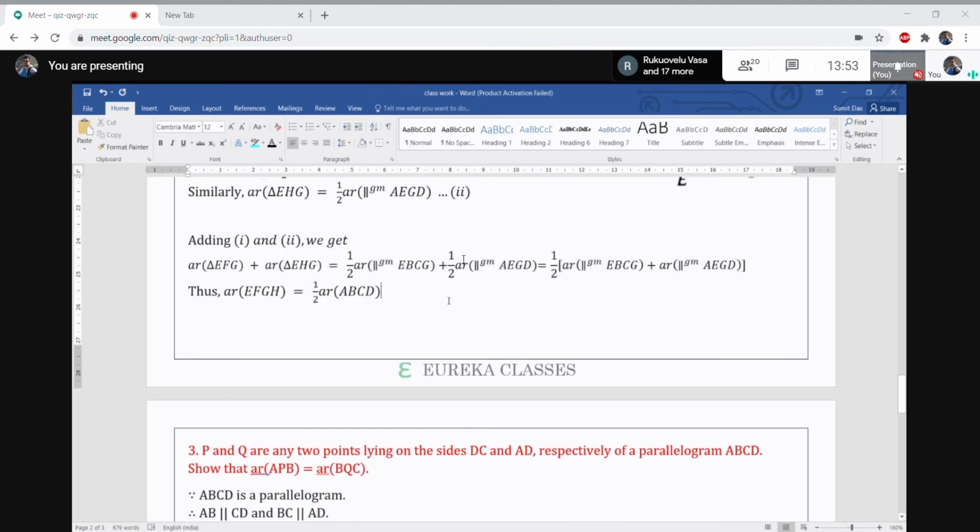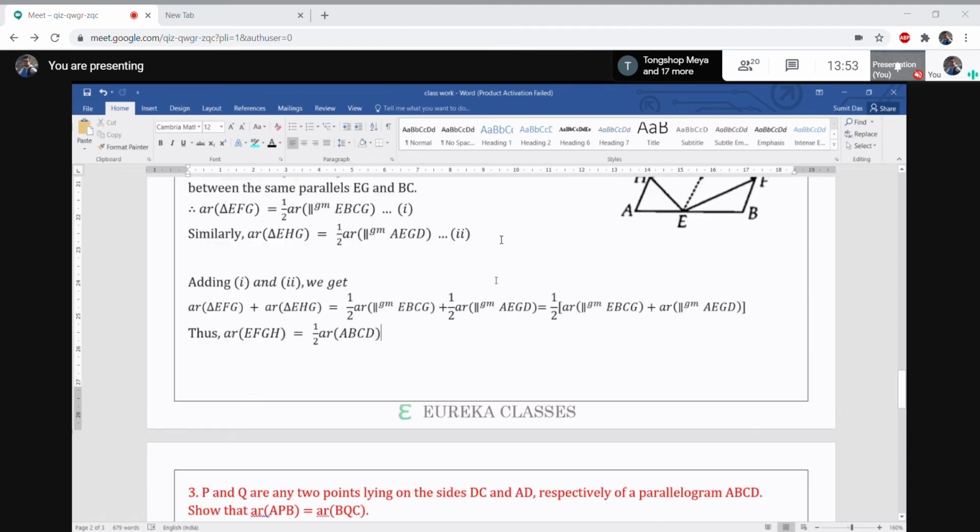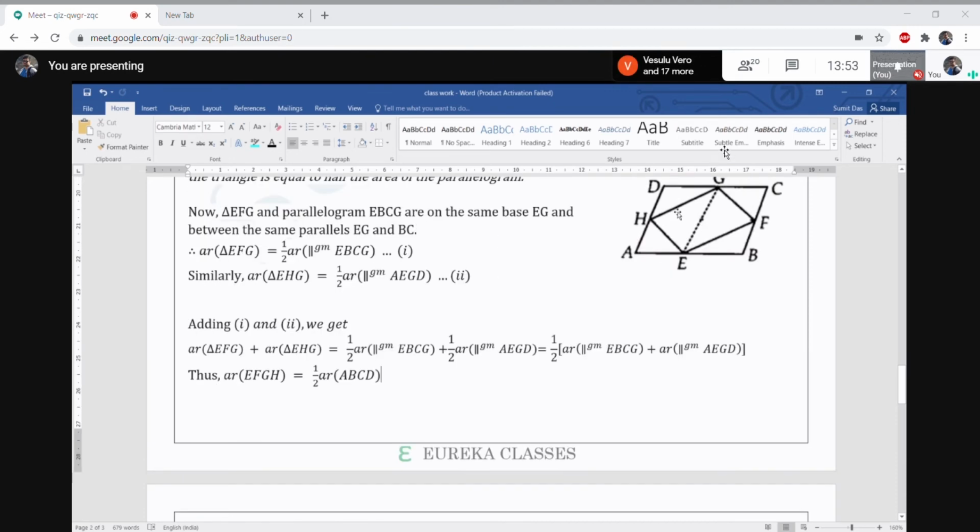Okay, right hand side, what we got, just check once. We got half of area of EBCG and half of area of AEGD. When you write it with the diagram you will understand completely. You can see half of this parallelogram and half of this parallelogram, and we already add half of this triangle and half of this triangle. So I just took half common from both.